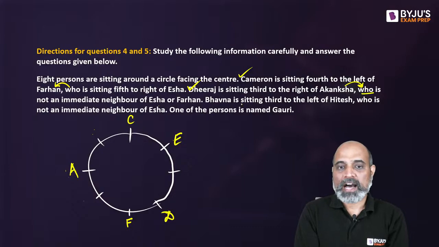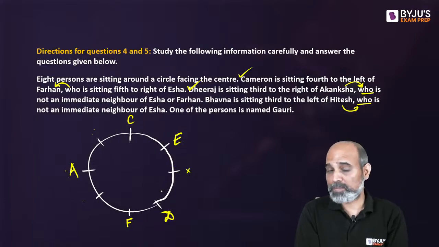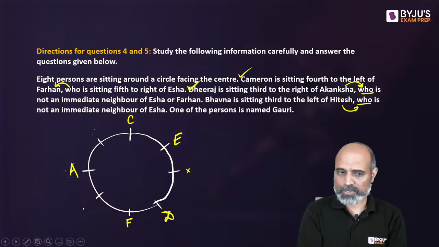Next, Bhavna is sitting third to the left of Hitesh. There is again a comma, so this who is about Hitesh. Hitesh is not an immediate neighbor of E. If Hitesh is not an immediate neighbor of E, Hitesh can't be seated here. Hitesh has 2 places to go. Let's start from one place.